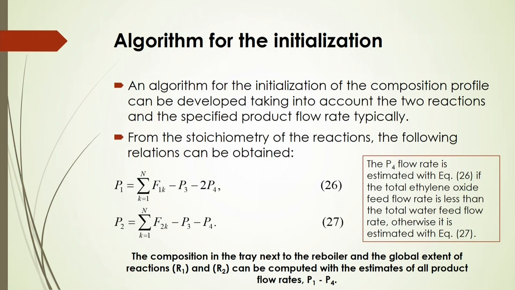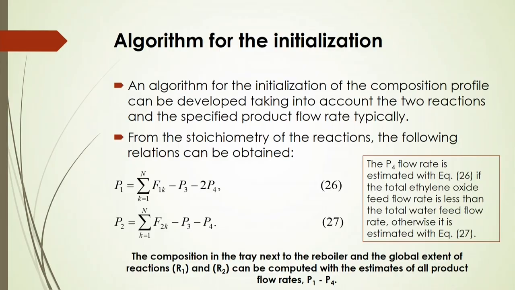Now, the algorithm for the initialization of the composition profile can be developed taking into account the two reactions and the specified product flow rates. Typically from the stoichiometry of the reactions, the following reactions can be obtained, that is in equation number 26 and 27, and the composition in the tray next to the reboiler and the global extent of the reactions can be computed with the estimates of the product flow rates like P1, P4 like this here.